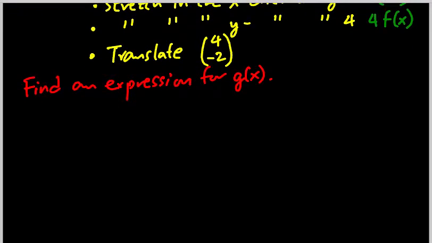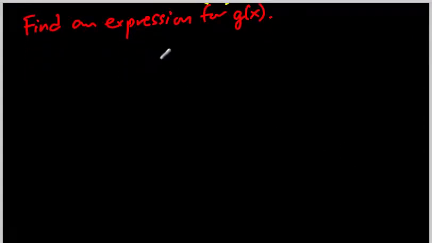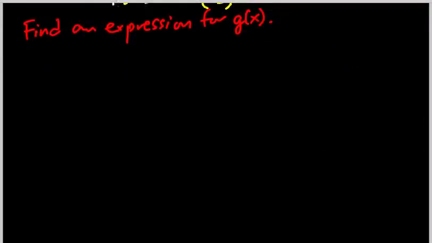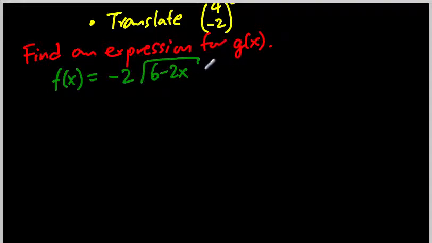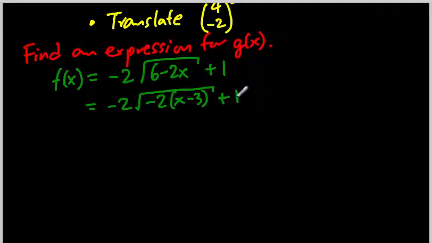If you remember, the first step was to write a factored expression for f of x. So f of x is equal to negative 2 square root of 6 minus 2x, plus 1. And if I factor it, it's going to be negative 2 square root of negative 2 times (x minus 3), plus 1. So that's f of x right there.